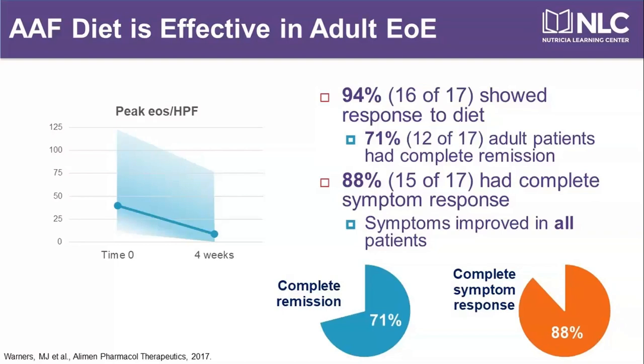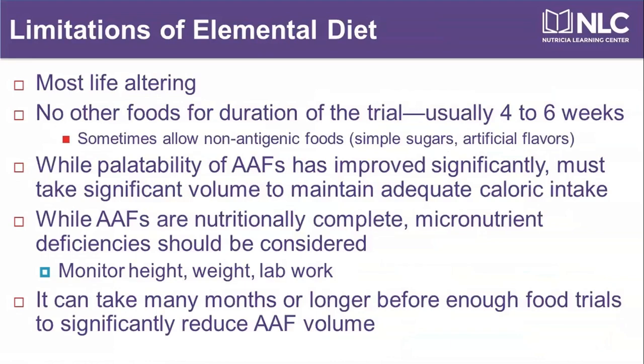The problem is getting adults to continue to do the diet, which has been the biggest challenge for people who try to implement that. So the limitations, as we've already mentioned, it's life-altering. During that initial phase of the trial, really, we don't want them taking any other foods. We might allow some non-antigenic foods like very simple sugars or artificial flavors.